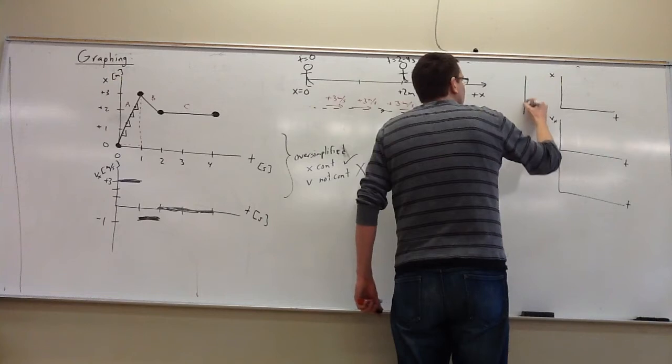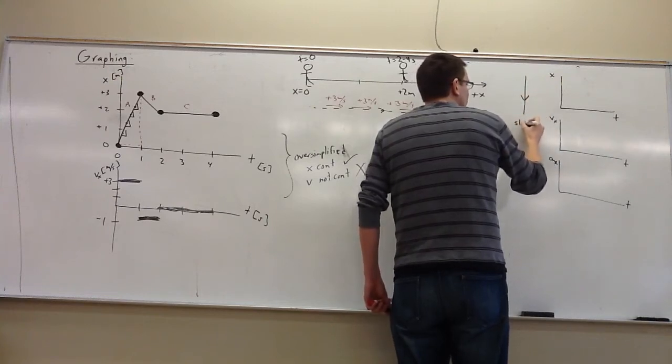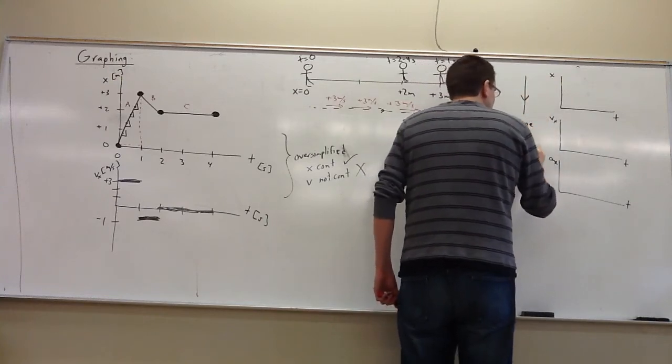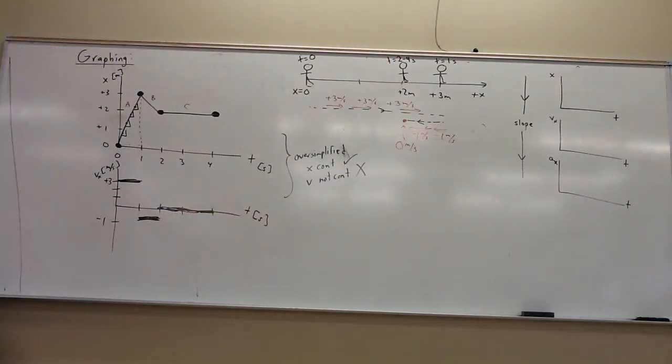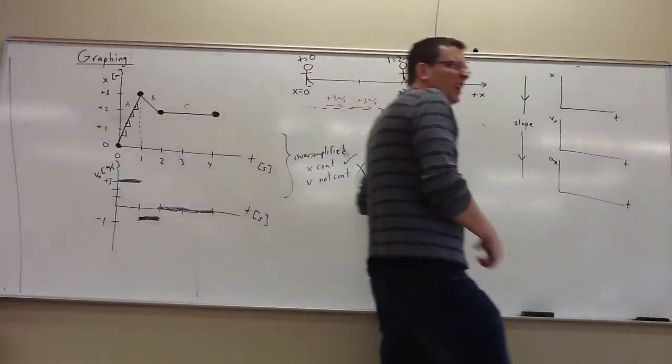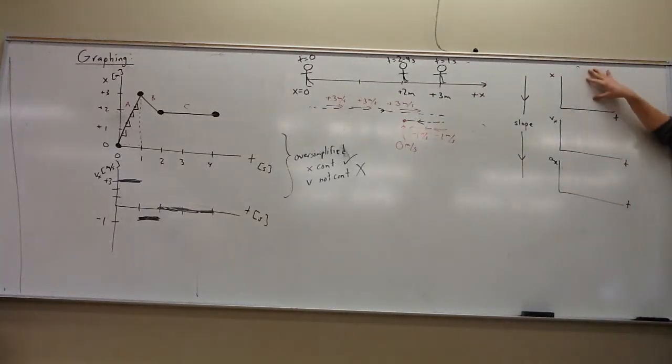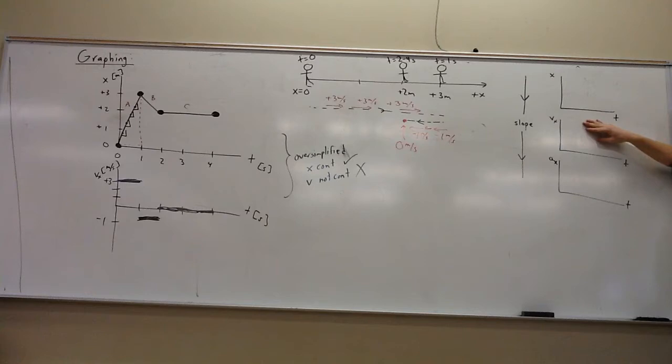If you want to go down this way, you take the slope. I just showed you that if you take the slope of the x versus t graph, you'll get the velocity graph. We just went through that process. And, as I will show you in the next example, if you take the slope of the velocity graph, you can get the acceleration graph.